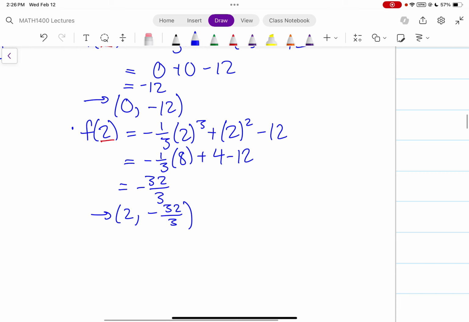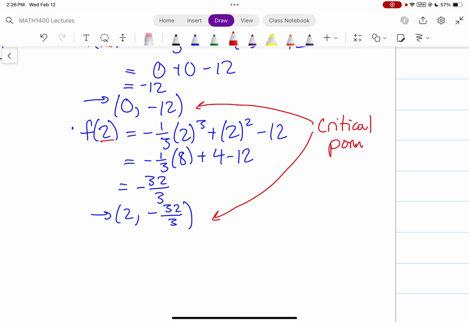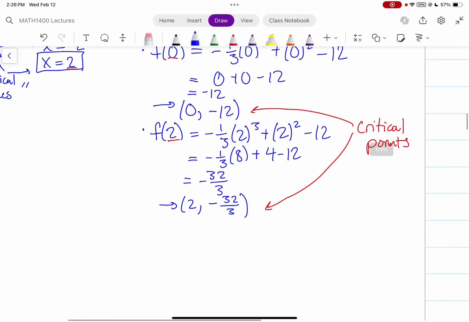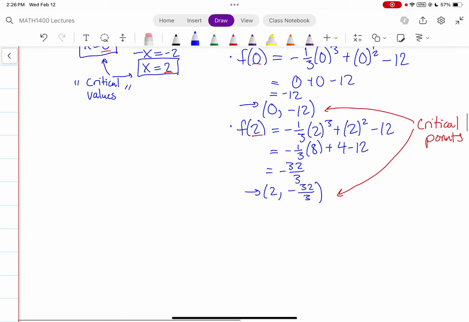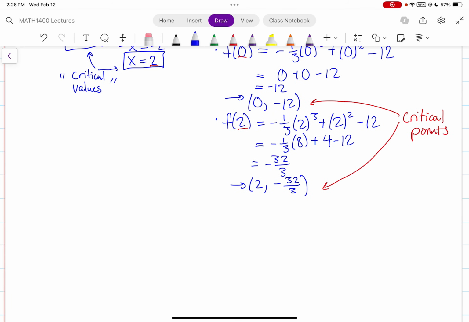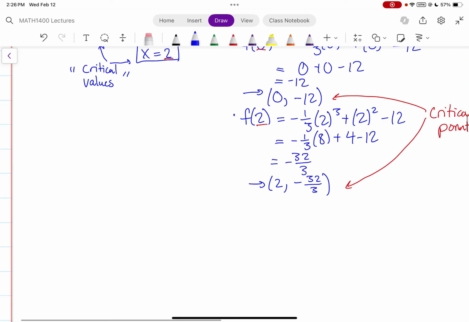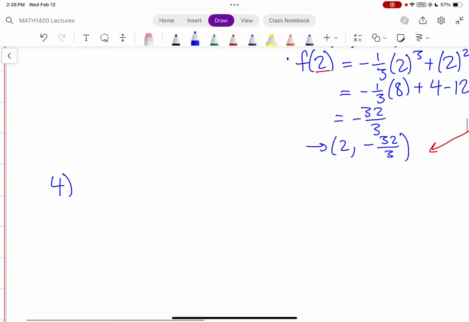So these are our critical points. These are the points on the graph where we might have a local min or a local max. So what we have to do now is use our first derivative test, that we just learned above, to figure out which one is a local max and which one's a local min.